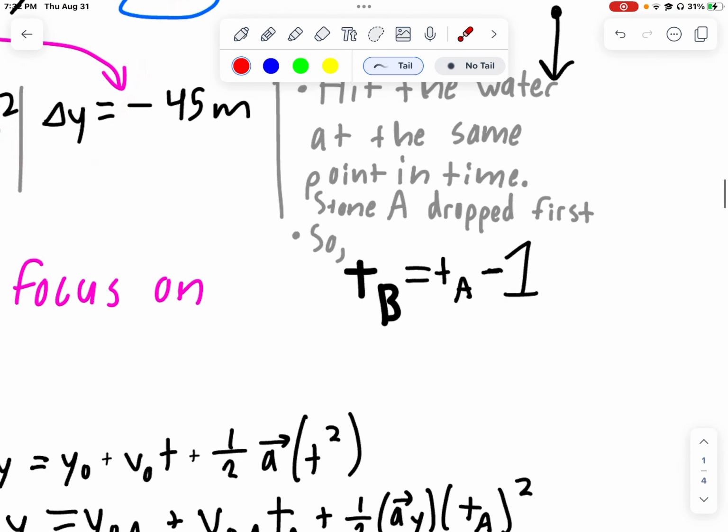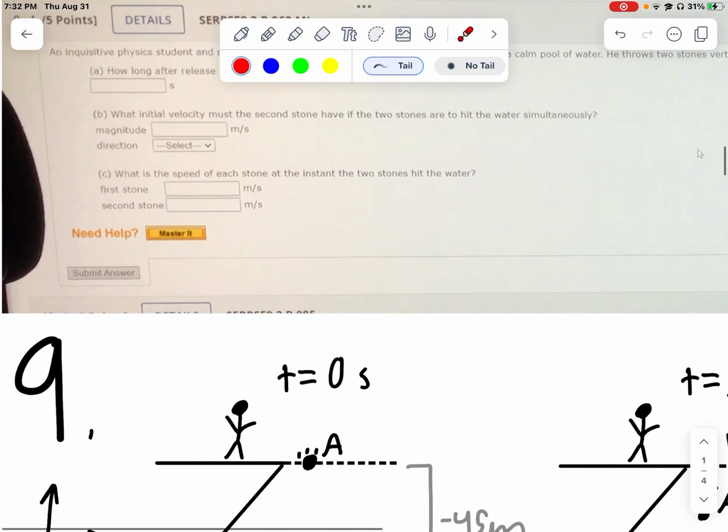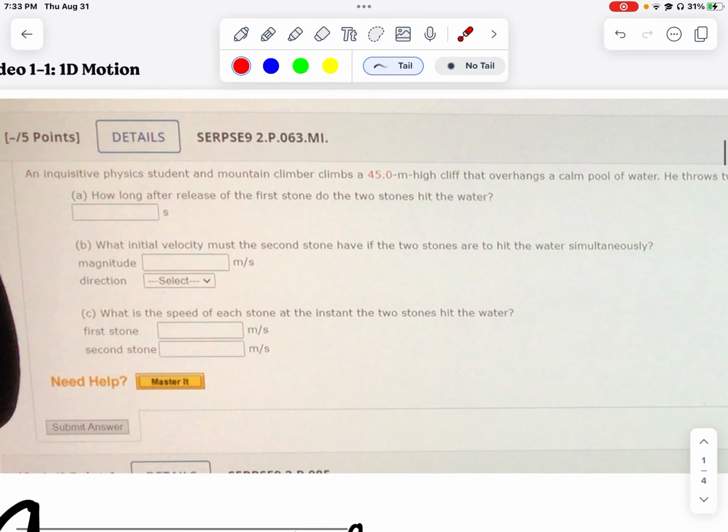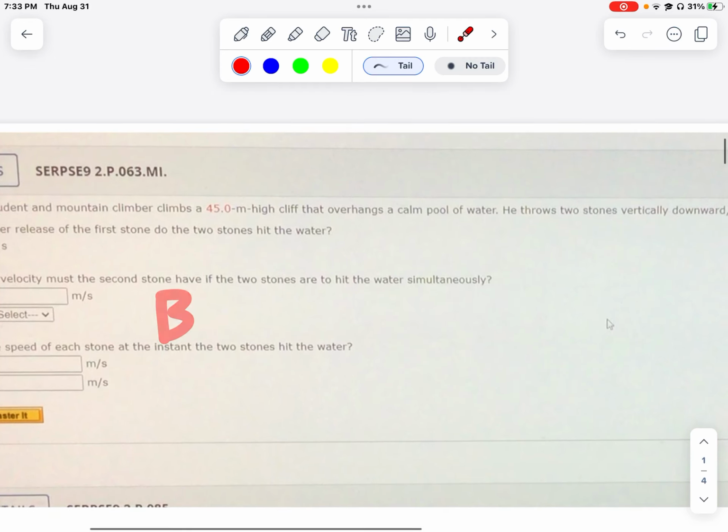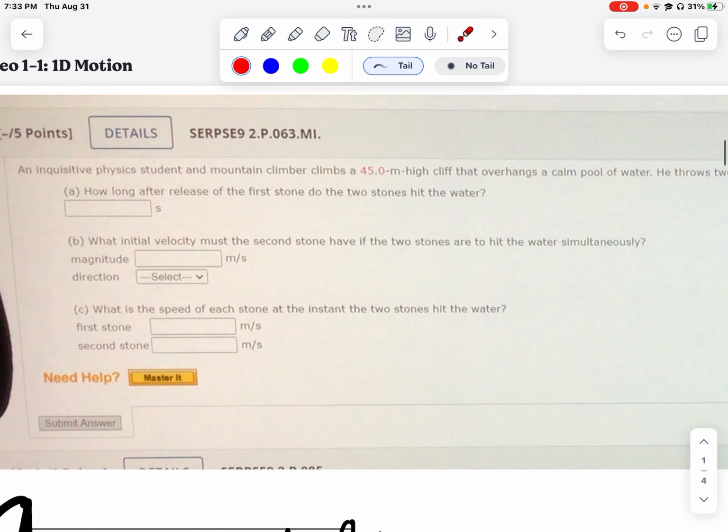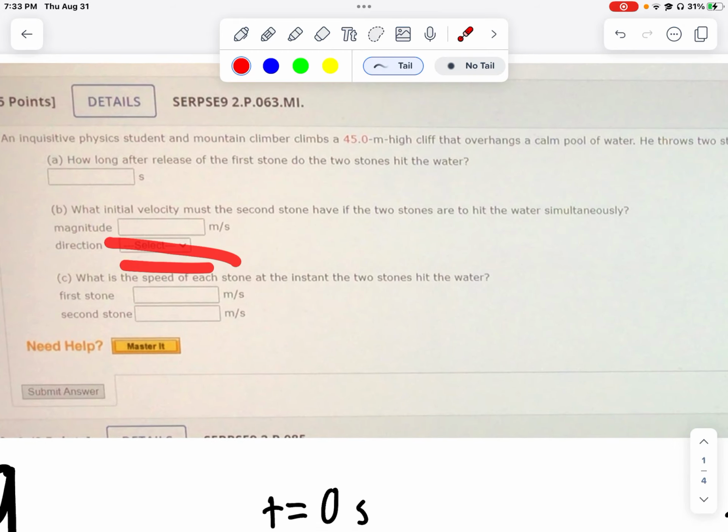Let's go back to this. Actually, I'll read the question off first. What initial velocity must the second stone, B, have if the two stones are to hit the water simultaneously? It's asking for magnitude and direction.